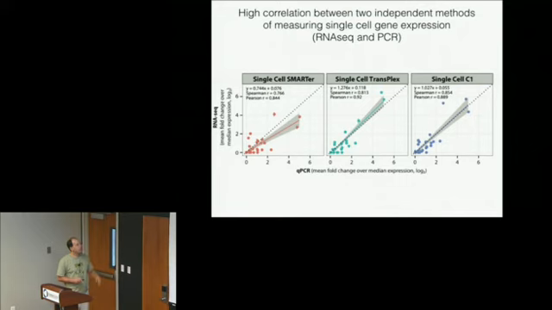Here's 3 different ways of doing the single cell RNA-seq. This is the microfluidic one. These 2 are microliter ones. And so each point is a gene averaged across all the cells we measured. This axis is expression level by PCR. This axis is expression level by RNA-seq. And we can ask, do you get the same answer with two different methods of doing gene expression?